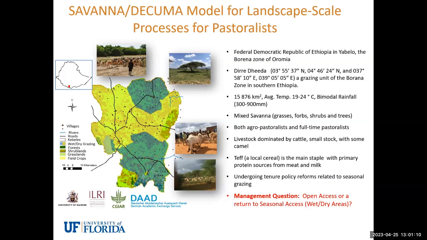And again, this just gives you an idea. It's a mixed savanna with grasses, forbs, shrubs, and trees. It's an agro-pastoralist system, so there's not no wildlife here, but they do have cattle, small stock, and camel. They grow teff, and the big question is policy and grazing reforms. How could seasonal access either help? Does it make a difference? So this was funded work by Trinity Senda of the University of Nairobi when she had a fellowship from ILRI. And then the German DAAD fund and the CGIAR center also provided support for this project.